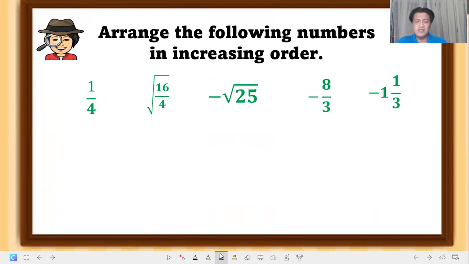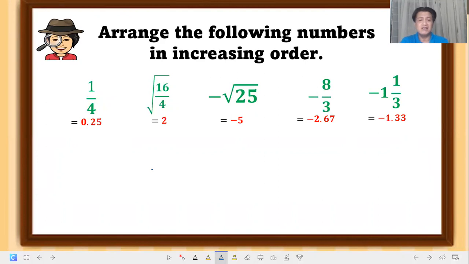Given numbers, the first thing that we are going to do is convert to whole number or decimal, no? What is 1/4, di ba? Kapag dinivide natin yan, 0.25. What is the square root of 16/4? That is 2. What is negative square root of 25? That is equal to negative 5. What is negative 8/3? That is equal to negative 2.67. And what is negative 1 1/3? That is negative 1.33. Repeating yan, no?